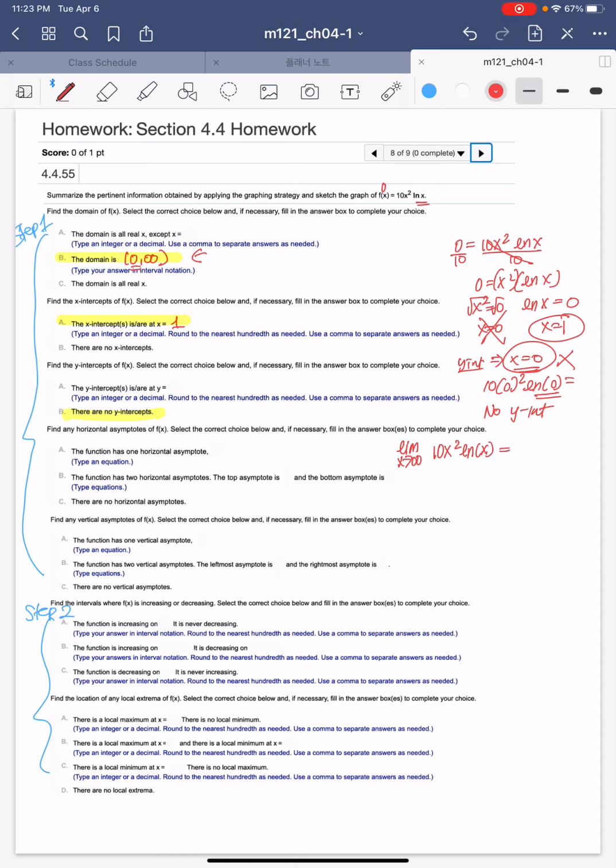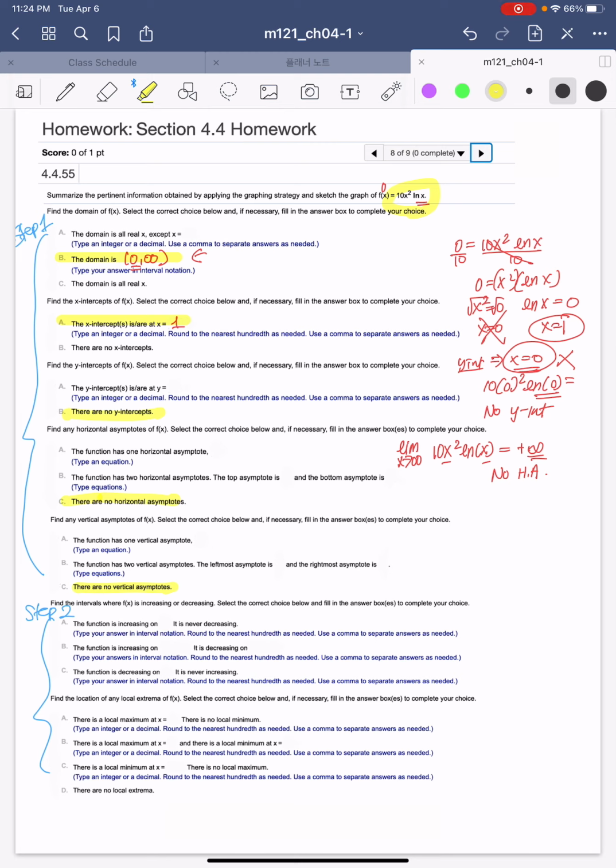Horizontal asymptote is when the limit as x goes to infinity of our function 10x squared ln x. Now, if you plug in infinity here and infinity here, I'm just going to get a very, very big infinity. So that means there's no actual value. So there is no horizontal asymptote. It's just a really big number. Okay, and then let's keep going. Vertical asymptote is when there's an undefined value. In this case, we do not have an undefined value because it's not a fraction. So we will not have a vertical asymptote.